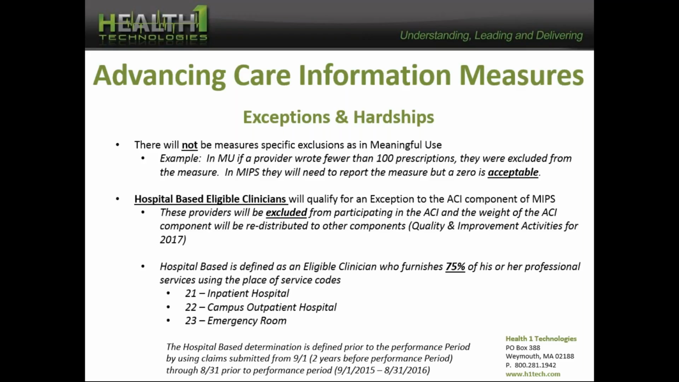In those claims, if 75% of an EP's visits or charges have been billed at a place of service code of 21, 22, or 23, then they're going to automatically exclude you from the ACI component, and they'll reweight your activities to the other 2 focuses. If for some reason you choose to not take that exclusion, not sure why you would do that, then you are responsible for submitting the ACI measures. And if you fail the base measures, you will get a 0 on that component. So I would encourage you that if you are identified as a hospital-based clinician and you know it's not possible for you to do the ACI, that you just take that exclusion.